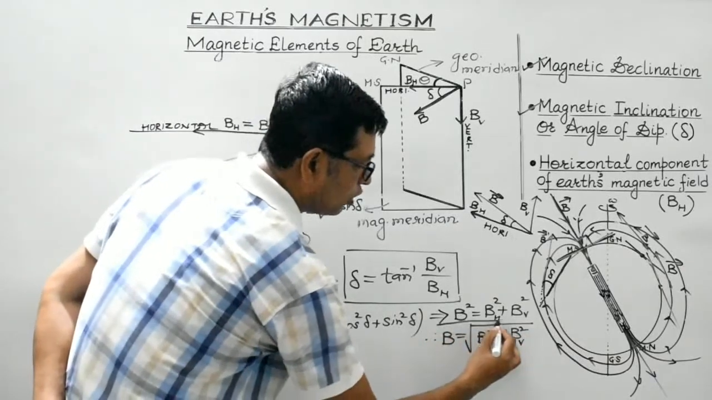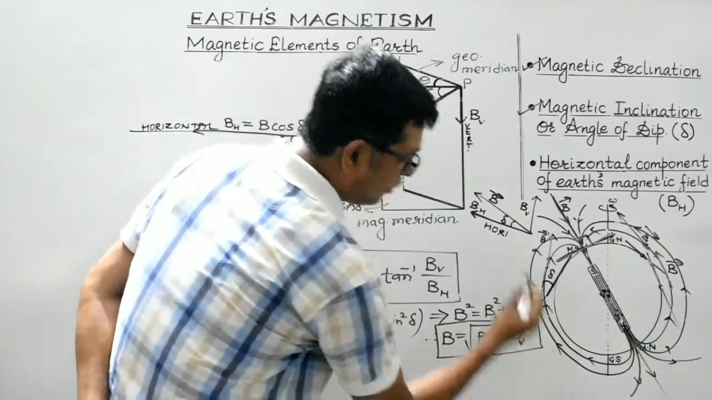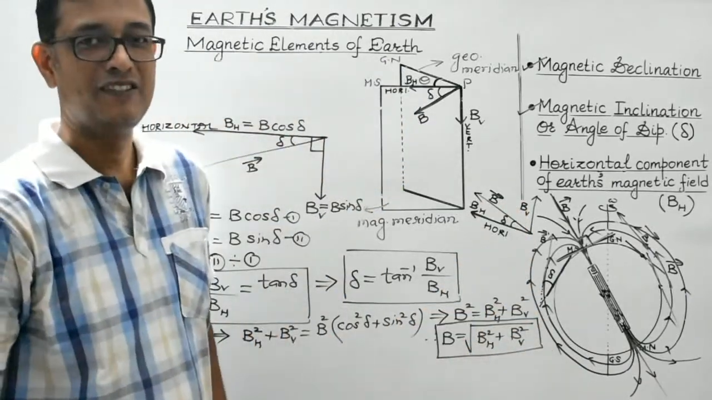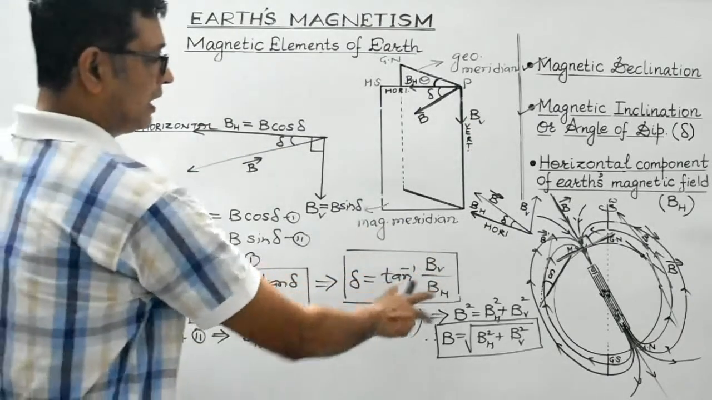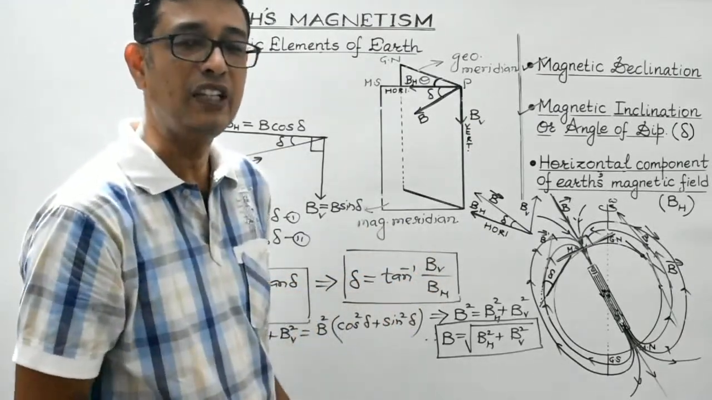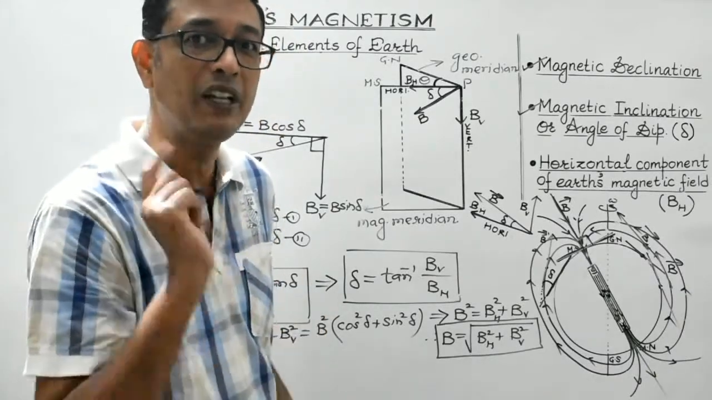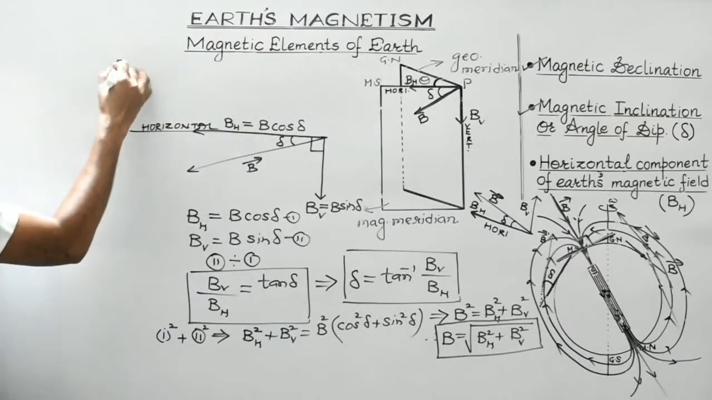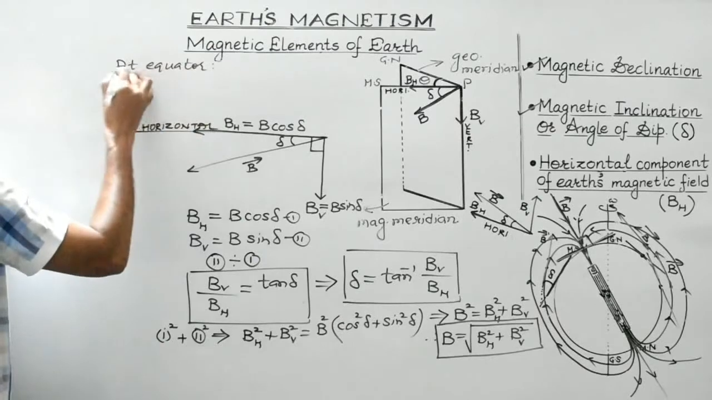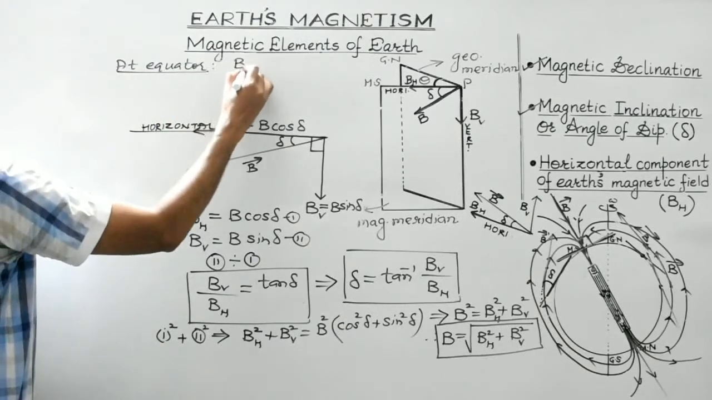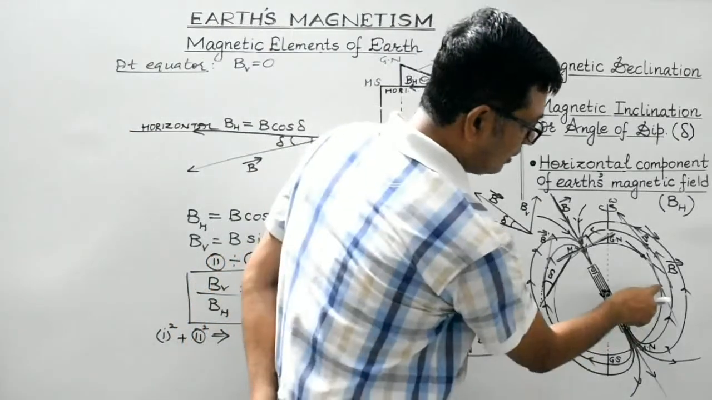BH is the horizontal component of Earth's total magnetic field and BV is the vertical component of the Earth's total magnetic field. Clear, students? And through this mathematical expression also, we can discuss the fact that the angle of dip at the equator would be 0 degree, while the angle of dip at the poles would be 90 degree. So at the equator, I am talking about the magnetic equator. At the equator, the vertical component of the Earth's field is absent. This is the magnetic equator.